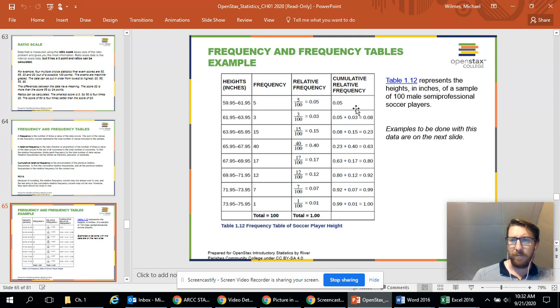And then the cumulative relative frequency, that's just up to and including that point. So for example, this little section here, 61.95 to the next part, that's the 3% or 0.03 in that category, plus the 1 before it. So that takes us to 8% of the players have a height of 63.95 inches or less. And that's kind of handy because it gives us the sum up to that point. We don't have to add up all those all the time. And that's what this is about: frequency, relative frequency, cumulative relative frequency.